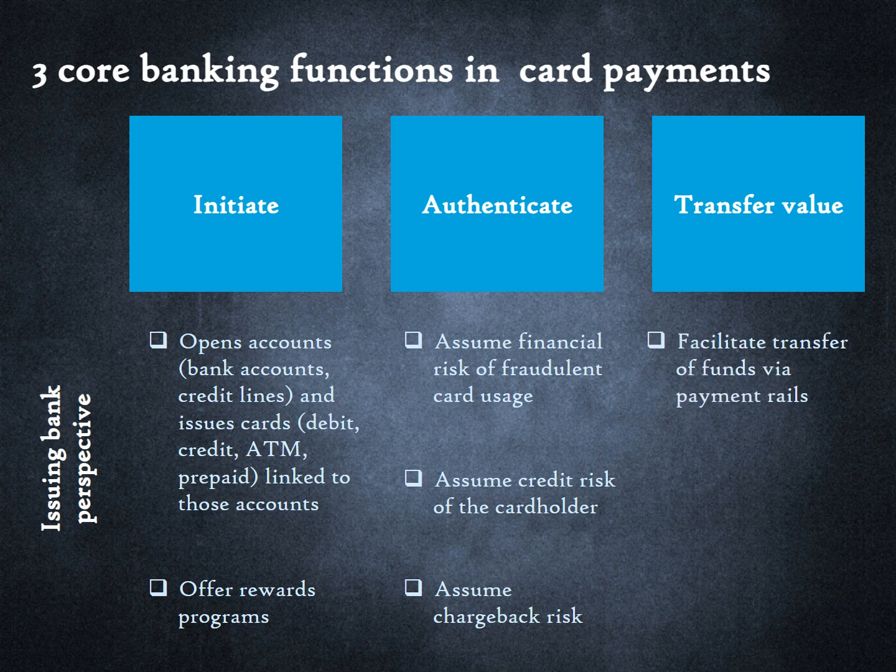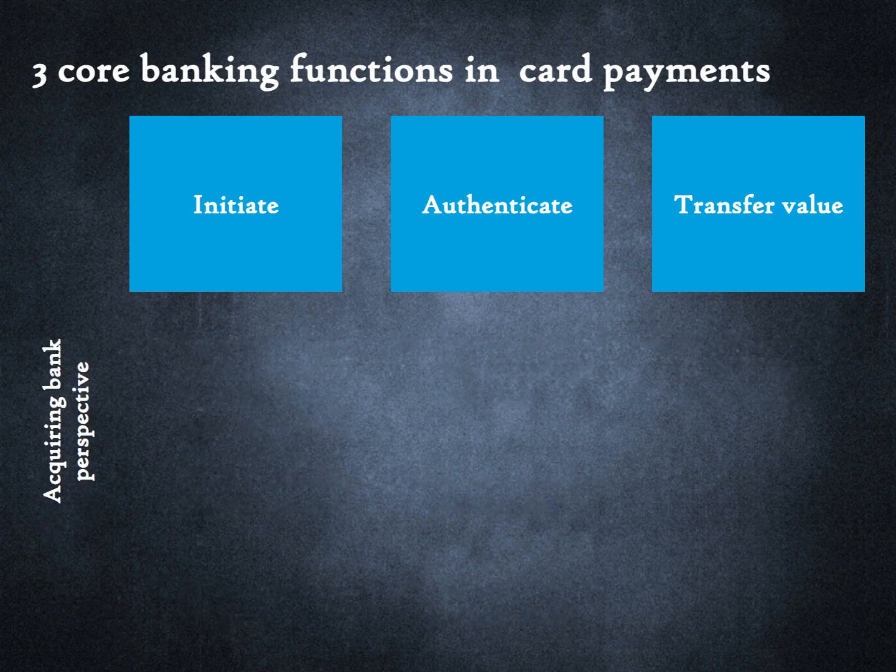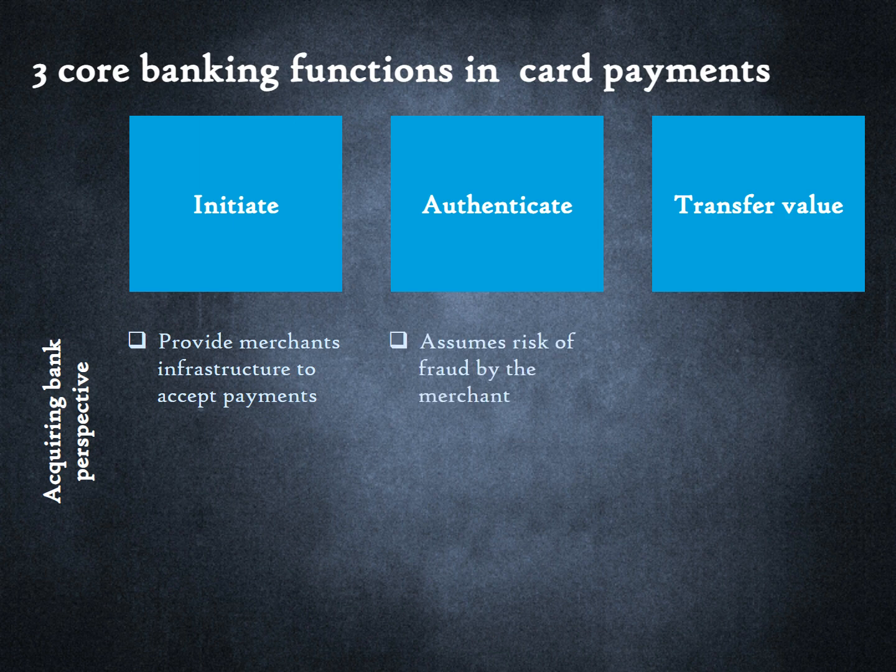Next, we will look at the acquiring bank's perspective. The acquiring bank provides infrastructure to the merchant for payment acceptance. This may include the point-of-sale hardware, though the merchant can buy that from a third party. The acquiring bank assumes financial risk of fraud by the merchant. It acquires the transactions at the point of sale and forwards them for approval to the issuing banks.